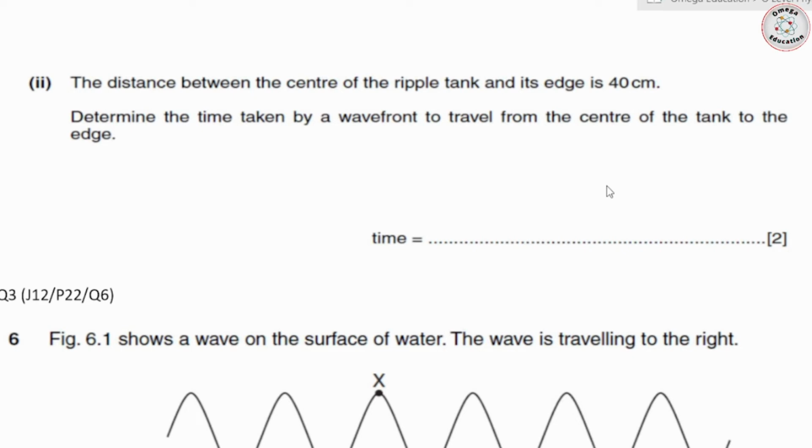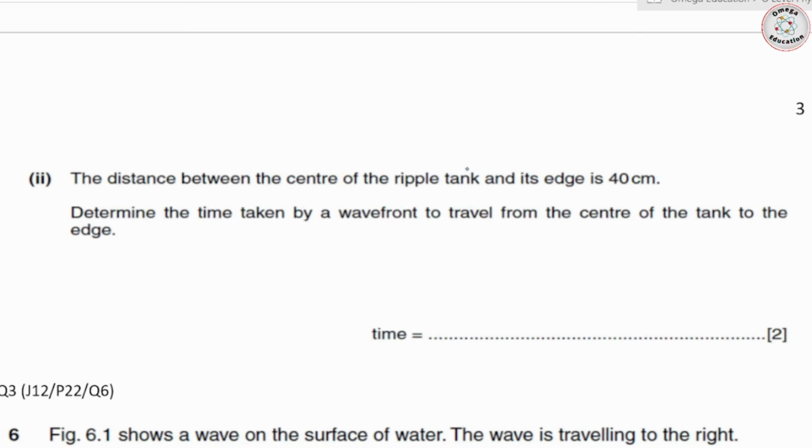Then we have the next one: the distance between the center of the ripple tank and its edge is 40 centimeter. Determine the time taken by the wavefront to travel from the center of the tank to the edge. So this is the next one that we need to calculate. All right. So for this one, we know that the distance is given, 40 centimeter. You can represent distance by s as well.